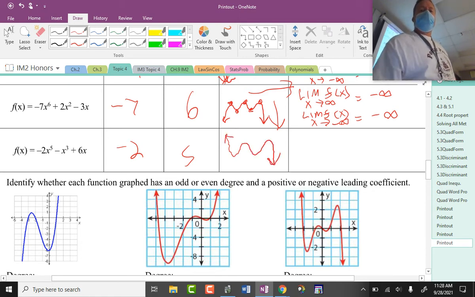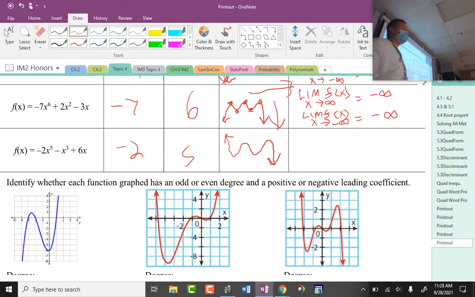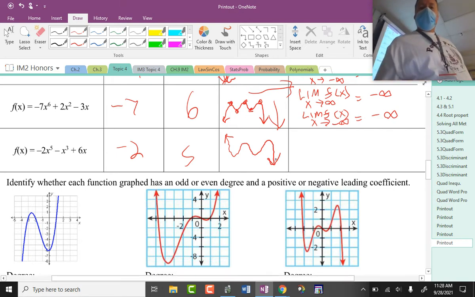A fifth degree should end like opposite. Like, the ends are opposite of each other. Odd degrees always end that way. And the reason it ends this way is because as I plug in big numbers, the negative starts taking over. I mean, just think about input, output. When I plug in like a million for x, a million to the fifth times -2 dominates the rest of this. So you have a negative output, and it's a huge negative output. So that's why this is guaranteed.